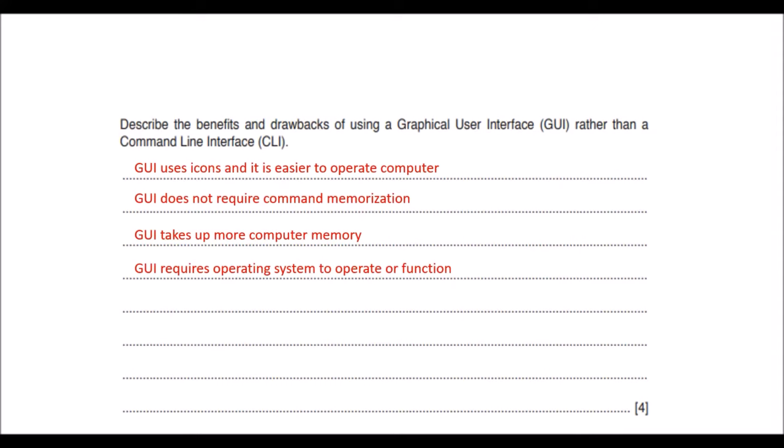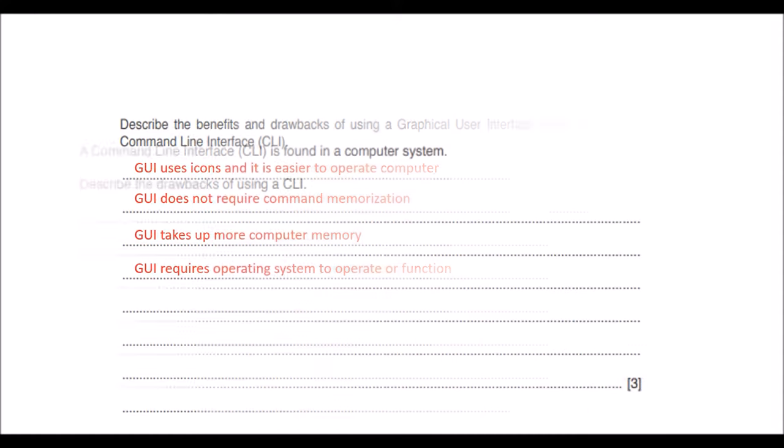Because it's talking about benefits and drawbacks, you have to talk about both. It doesn't matter if you talk about 3 benefits and 1 drawback, it's okay. Or 3 drawbacks and 1 benefit, it depends on which one you know more. In as much as you have drawbacks and benefits in your response, it's okay. You can claim your full mark.